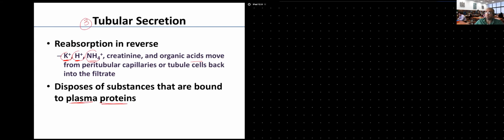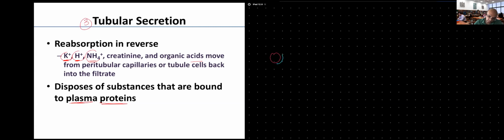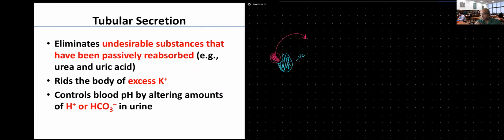Remember, plasma proteins are not going to be filtered. So if I've got a substance that is attached to a plasma protein, which is negatively charged or has a large chemical structure, it won't get filtered. So I will need to actively secrete this substance out of my system. Tubular secretion is going to be the elimination of undesirable substances that have been passively reabsorbed.